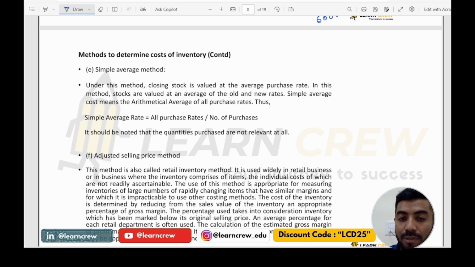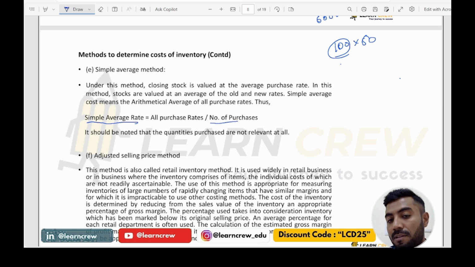So here, in the previous example, we took the quantities. That is, we took the 100 quantity into 50. There, we used the quantities to find the average, and whatever total we got, we divided by the number of quantities. But here, whatever the purchases are, we need to do it without giving any weights. That is called the simple average method. So all the purchase rates are directly divided by the number of purchases.